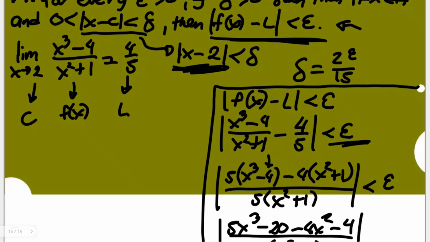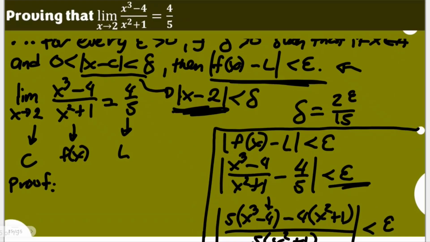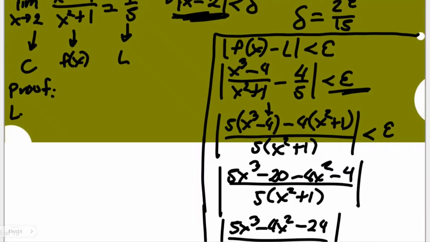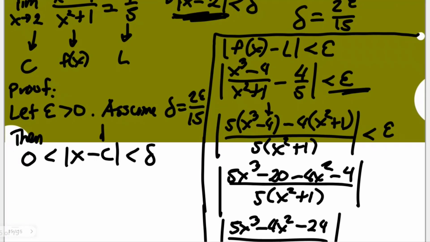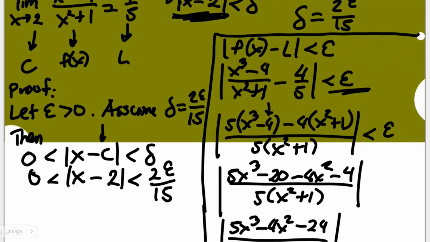Since epsilon is now existing, we can now start with our proof. Proof: we start with this. Let epsilon be greater than 0, and we assume that our delta is equal to twice epsilon over 15. Then all of this will come into order. You will have here, again, this form: zero less than the absolute value of x minus c is less than delta. Or, you could also try here 2: the absolute value of x minus 2 is less than twice epsilon over 15.